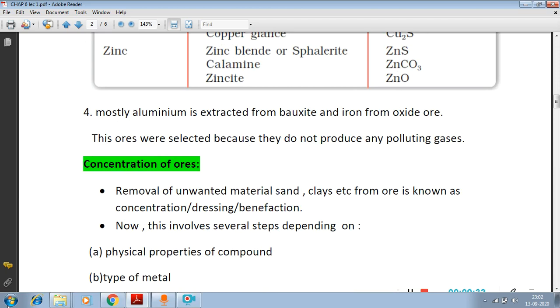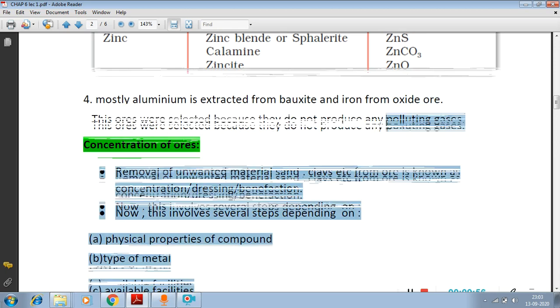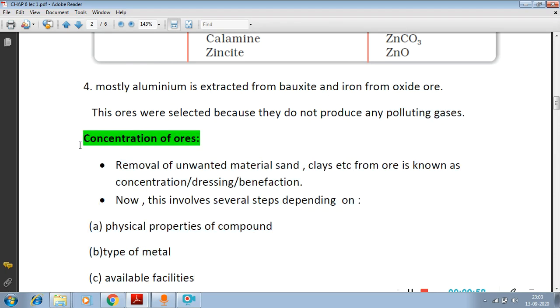Now mostly aluminium is extracted from bauxite ore and iron is extracted from oxide ore of iron. These ores were selected because they do not produce any polluting gases. Now the first step of metallurgy was concentration of ore.